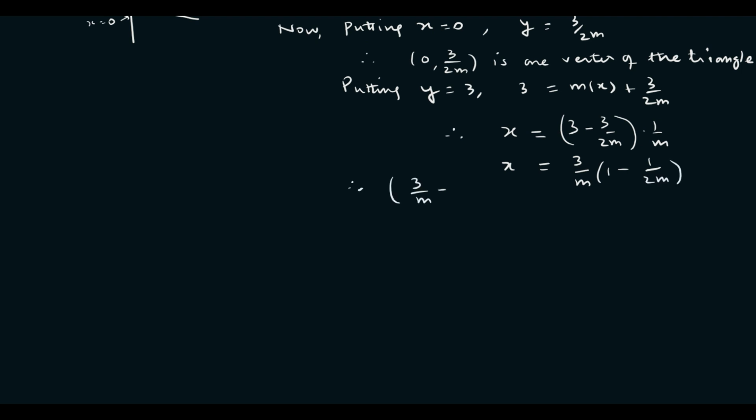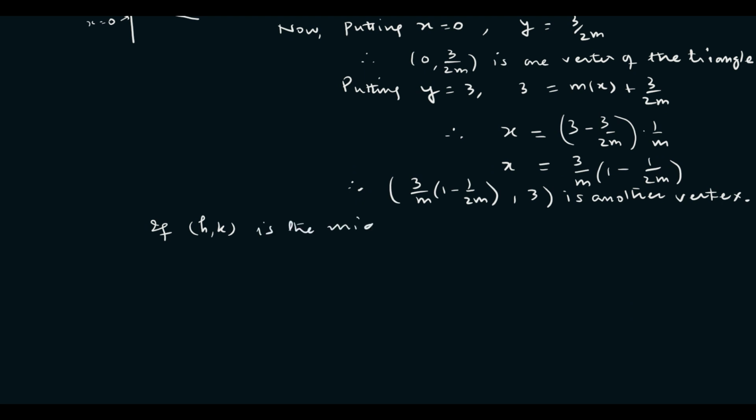Now this point, 3 by m, 1 minus 1 by 2m, comma 3, is another vertex of the triangle that we have shown here in the diagram. Now having found these two vertices, we know that if h comma k is the midpoint of these two vertices, then it is nothing but the circumcenter of the triangle.